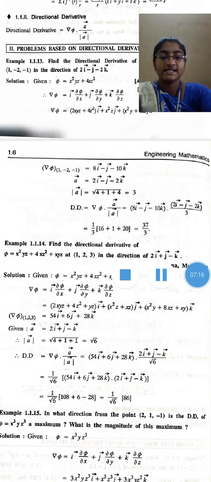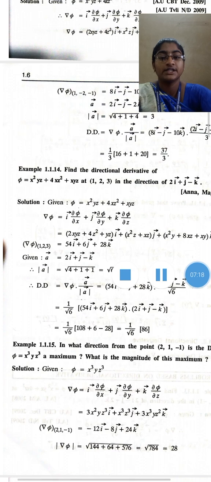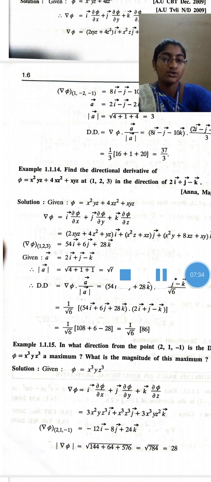A similar example is given below. Find the directional derivative of phi, with phi given, the x, y, z values given, and also the a vector given. Write down the formula for del phi. Differentiate phi with respect to x, y, z, we get the terms. For that we have to substitute the values for x, y, z as 1, 2, 3. We get 54 i vector plus 6 j vector plus 28 k vector.